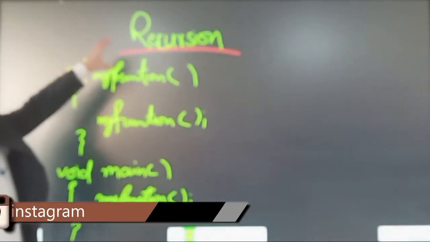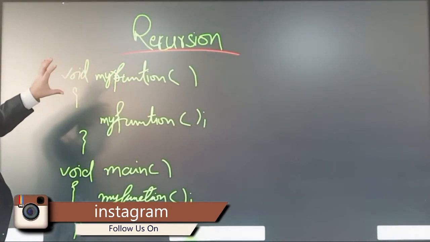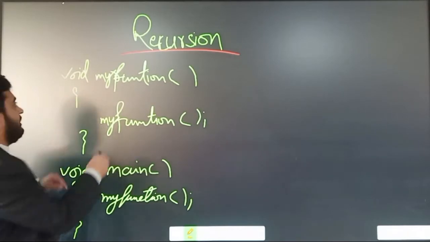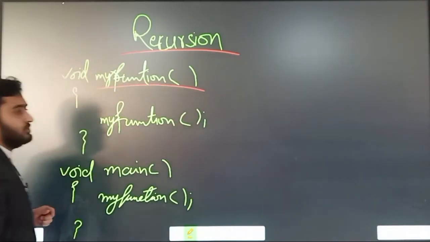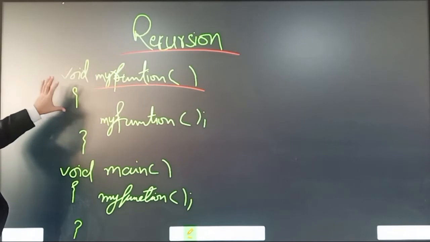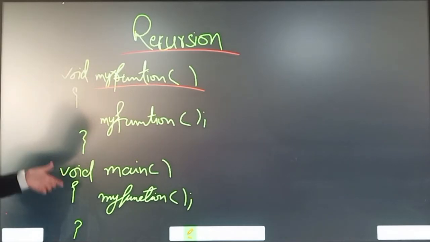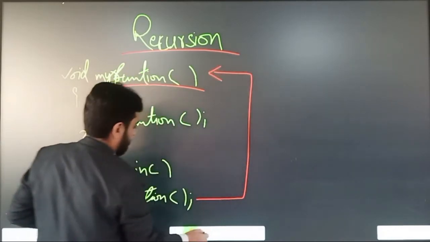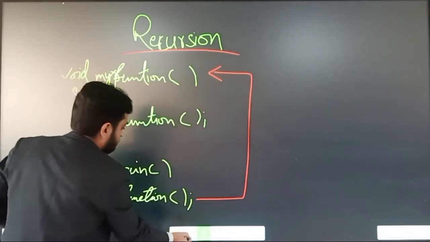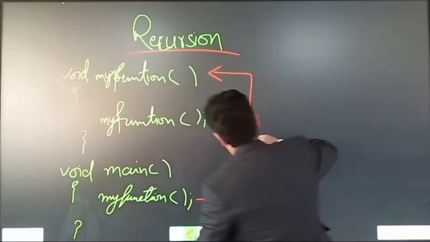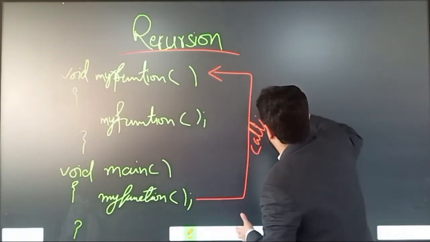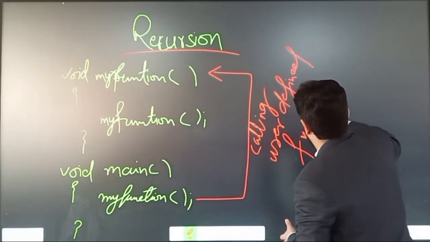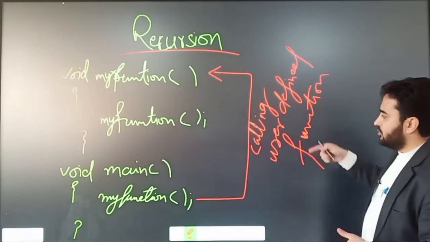So how does it work actually in C++ programming? If you have a user defined function, for example, this is my user defined function, and you have defined it before the main function, and in the main function you are calling this user defined function.